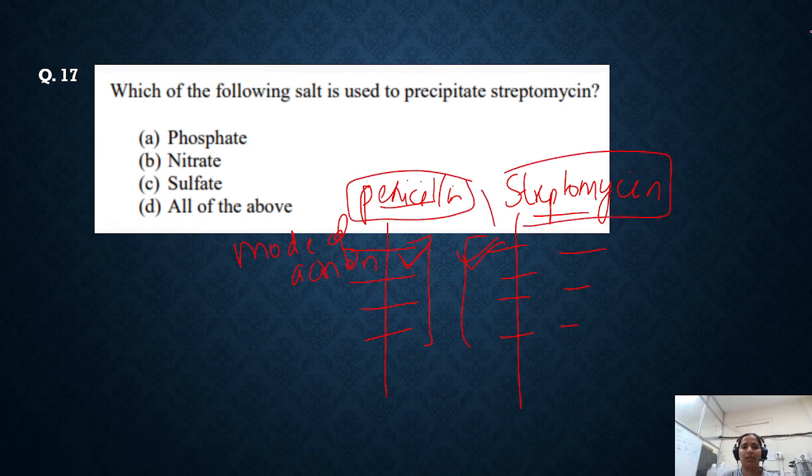Okay, coming to this question, which salt is used to precipitate streptomycin? Options are phosphate, nitrate, sulfate, and all of the above. Sulfate. Yeah, correct, Satvika. For this, sulfate is used.